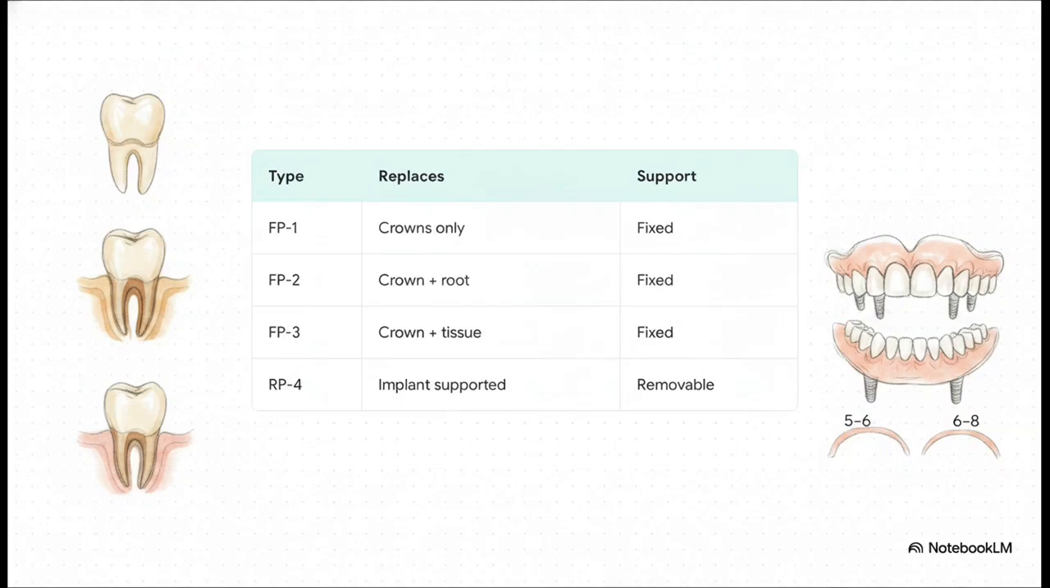On the flip side, you have RP4. It's totally implant supported, but it is removable. To pull off an RP4, you need a strict minimum number of implants, 5 to 6 in the mandible and 6 to 8 in the maxilla. Drill those numbers into your head.